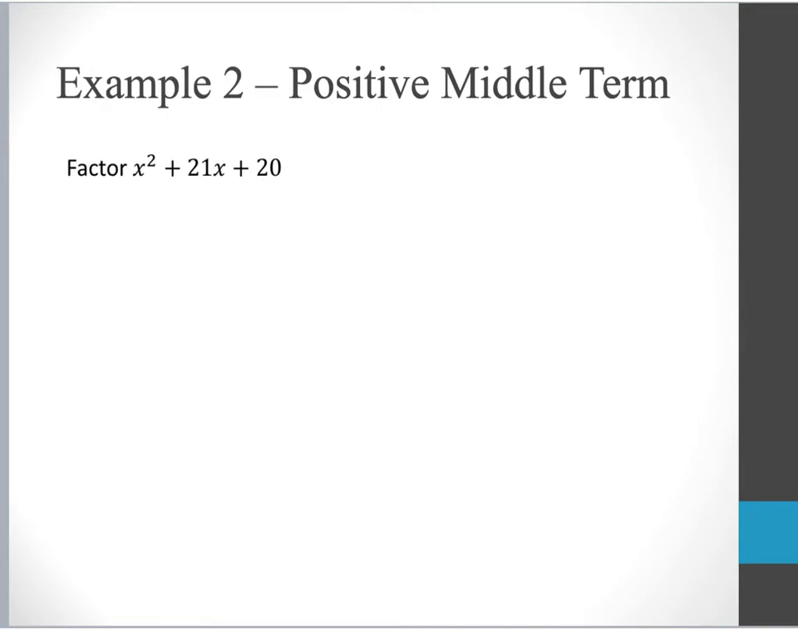So looking at example 2, we have something very similar to example 1. Notice that we have an x squared term here, a positive middle term, and a positive c term. So I have to find the two factors that are going to create this trinomial. Again, I'm going to start out with my table, and in this case, I want to find factors of 20, and I want to see what their sums are going to give me.